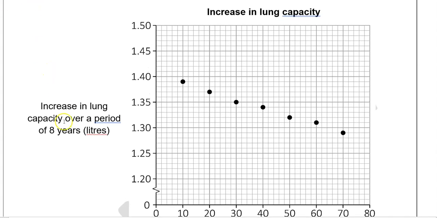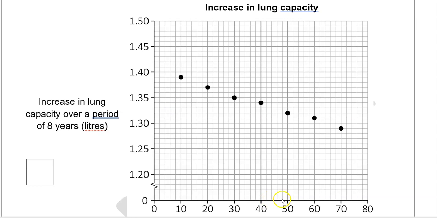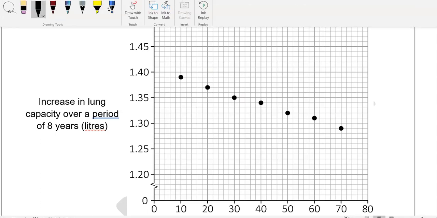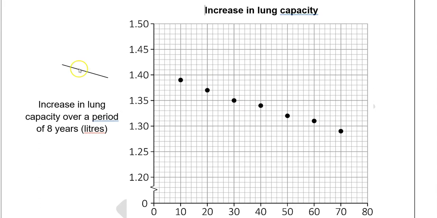Okay, so increase in lung capacity over a period of 8 years in litres. And we're going from 55 to 35. But the first thing we need to do is to draw a line of best fit and then estimate. We're going through dots, trying to keep an equal distance between dots on both sides.